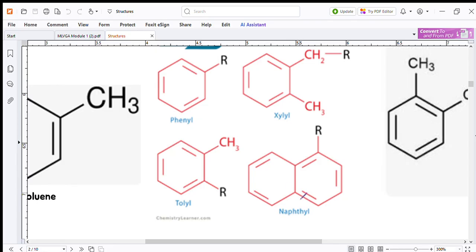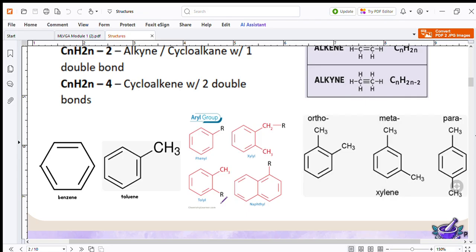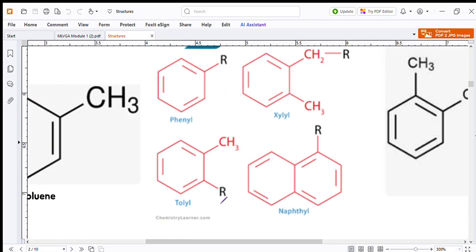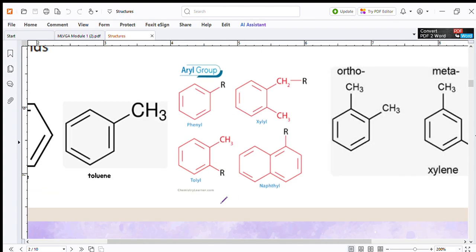Dito naman meron tayong dalawang benzene rings that are together. Then we have po an R group dito. Dito naman sa toluene, meron naman tayong CH3 dito. Dito naman meron tayong R group. So ang R group, it might be a chain of carbons or it might be also halogen or another element.